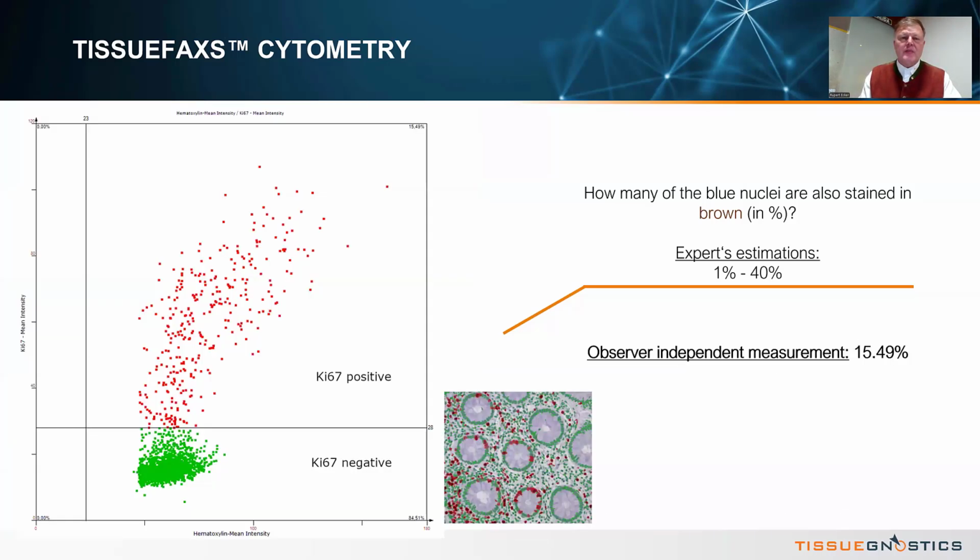With our TissueFacts platform, we provide observer-independent data, like this scatter plot, where each individual dot here represents a single cell in a tissue section. And by using negative controls to set this cutoff, we can determine on an observer-independent basis what is positive and what is negative. And the result is 15.49%. And whenever we do this analysis on Monday morning, on Wednesday noon, on Friday afternoon, in Europe, in Latin America, in Australia, it will always be the same result rather than a more or less arbitrary estimation.